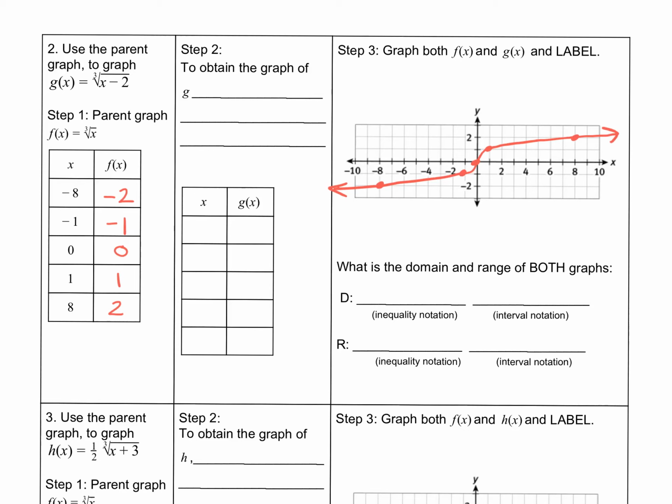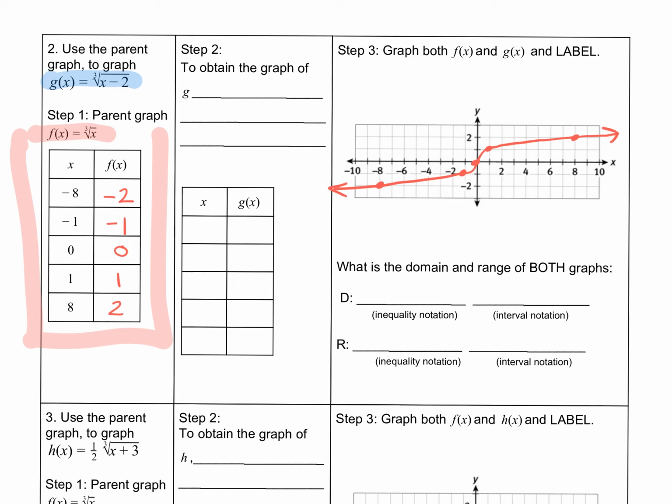Today I'm going to do number 2 from the 13-3 classwork. Use the parent graph to graph g of x equals cube root of x minus 2. Step 1, parent graph f of x equals cube root of x. So you'll see I've already done step 1 here. This is the table that goes with our parent graph, and we also have the graph there on the graph already. So let's move on to step 2.